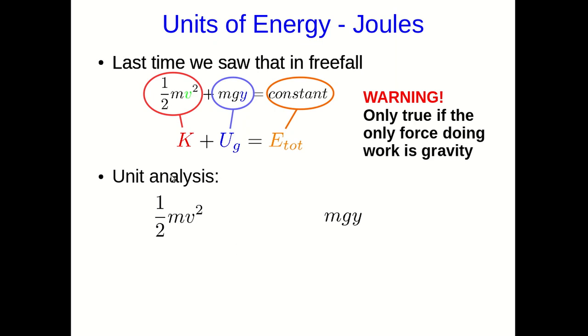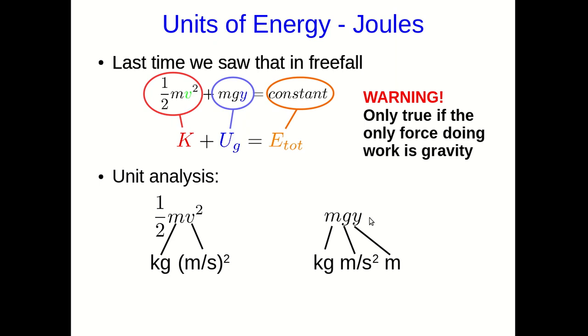Let's carry out a unit analysis quickly. Look at the kinetic energy. The mass is in kilograms, the speed is in meters per second, so we get kilograms times meters per second, all squared. And for the gravitational potential energy, you have the mass in kilograms, g is an acceleration, so it's in meters per second squared, and y is a distance, so it's in meters. Either way, you come up with the same units, as you must, because you have to be able to add these together. It's kilogram meters squared per second squared, and we're going to define that as the joule, which is our unit of energy.